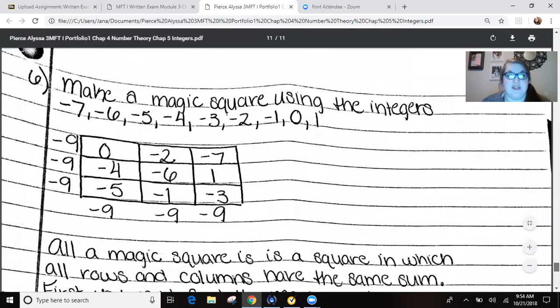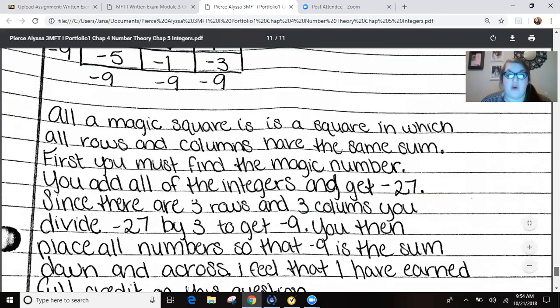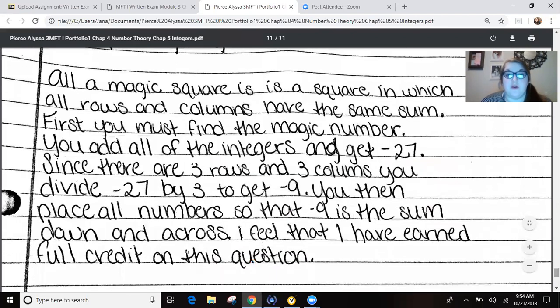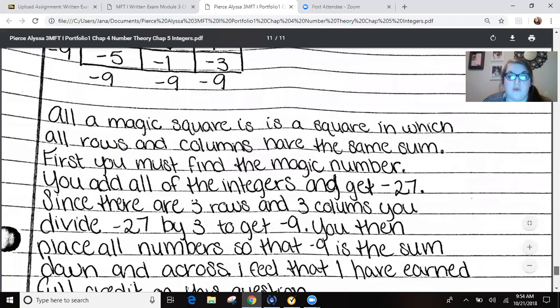Okay, so finally for number 6, we're going to use a magic square using the integers -7, -6, -5, -4, -3, -2, -1, 0, and 1. All a magic square is, is a square in which all rows and columns have the same sum. First, you must find the magic number. What you're going to do is add all the integers, and on this problem, you get negative 27. Since there are 3 rows and 3 columns, you would divide the negative 27 by 3 to get a negative 9. You then place all the numbers so that negative 9 is the sum up and down. And so I feel that I've earned all points on this problem.